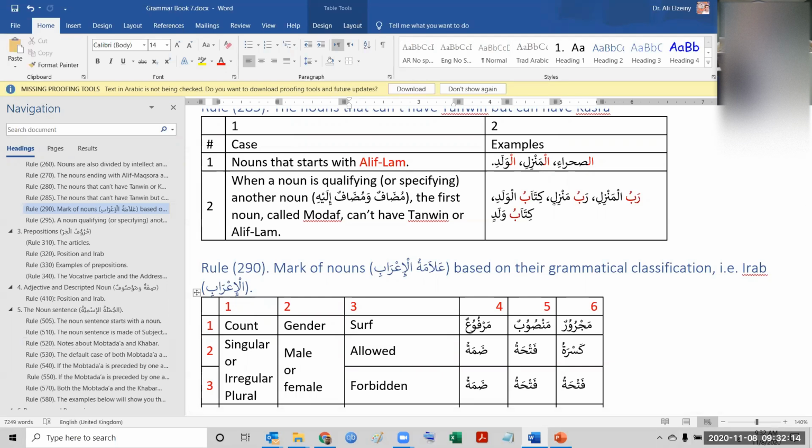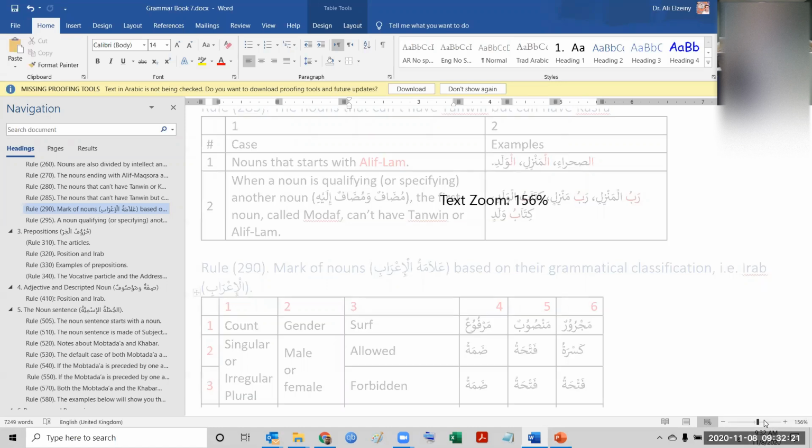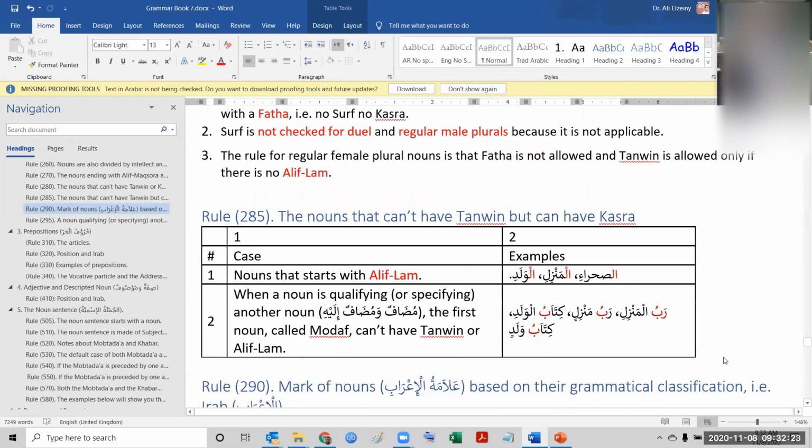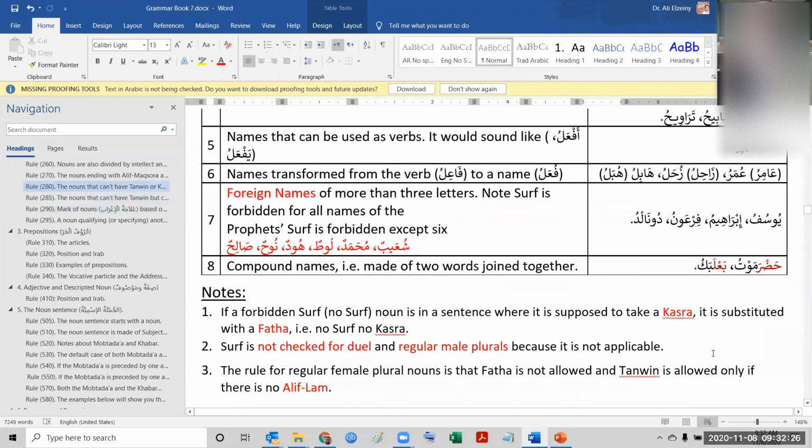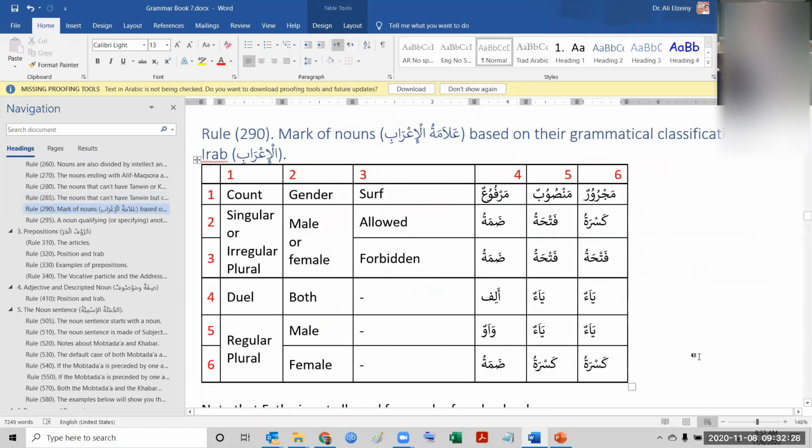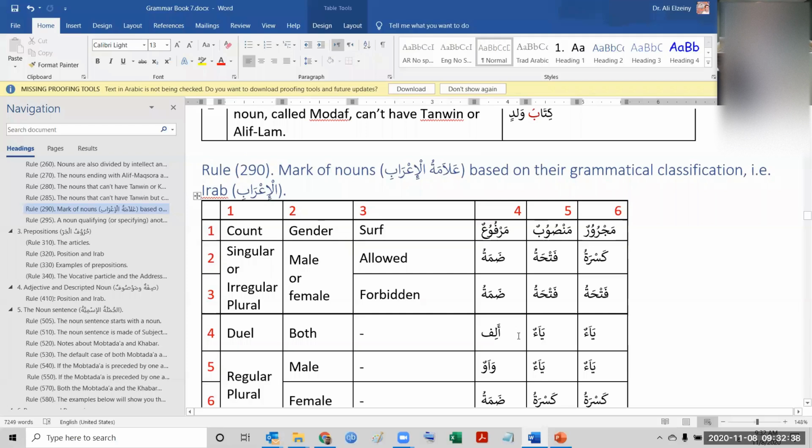Today is November 8th, 2020, and we're going to start the Arabic class. Our subject today is about the harakat for the nouns. We talked before that there is a subject, there's a verb, and there is an object. And for all of these, we have different harakat.